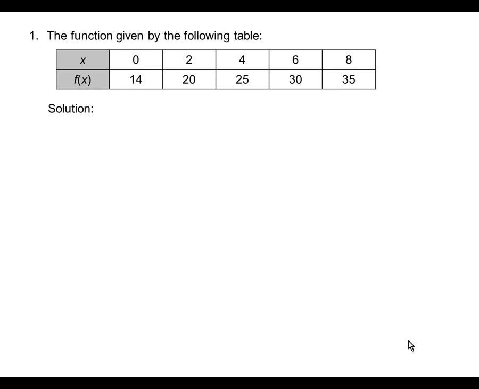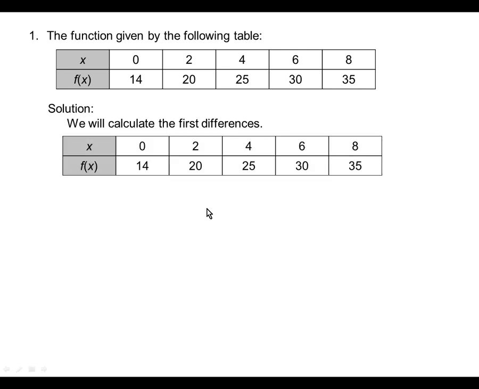Okay, our solution. We're going to calculate the first differences, because notice the x's are uniform. They're all 2 units apart. So I reproduce the table. Remember, the difference is right minus left. So 20 minus 14, 6. 25 minus 20, 5. 30 minus 25, 5. 35 minus 30, 5. So notice, except for the very first one, they're all equal. So the first differences are all approximately equal. A linear model is best.